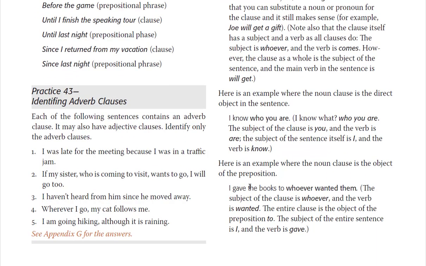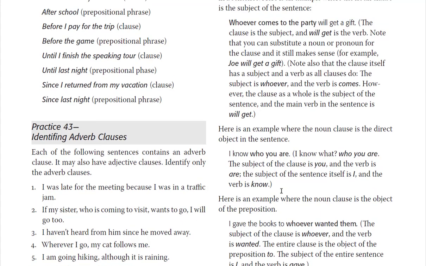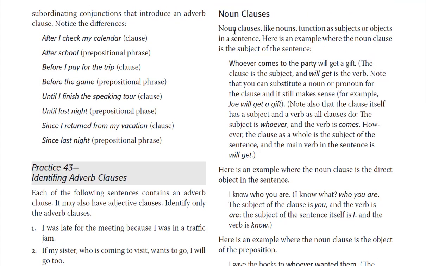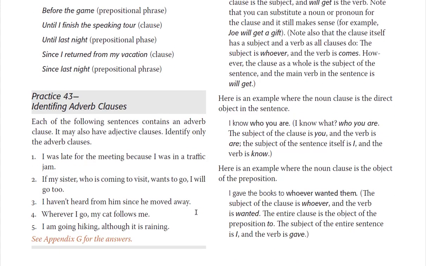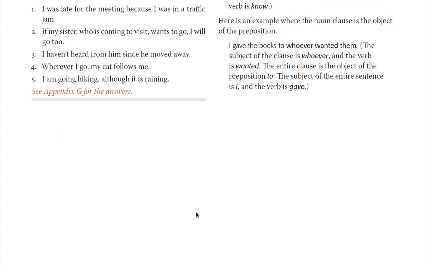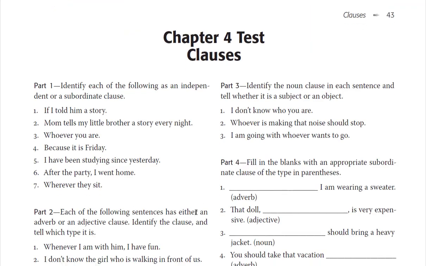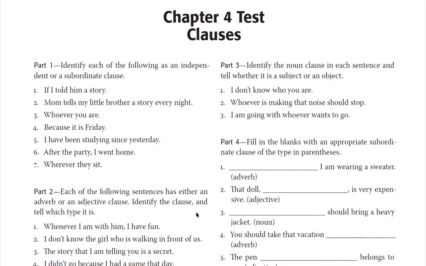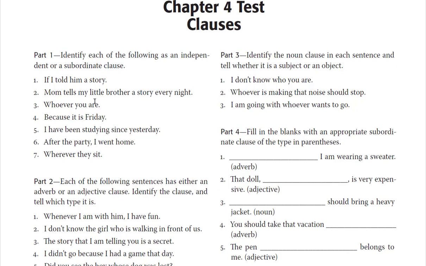And here you have an example of a noun clause used as the object of a preposition. I gave the books to whoever wanted them. And so "to" is the preposition. So here you have a clause that's used as an object of a preposition. So that's why this is known as a noun clause, because a noun clause can be used as subjects, objects, or objects of a preposition. And that's it for clauses.